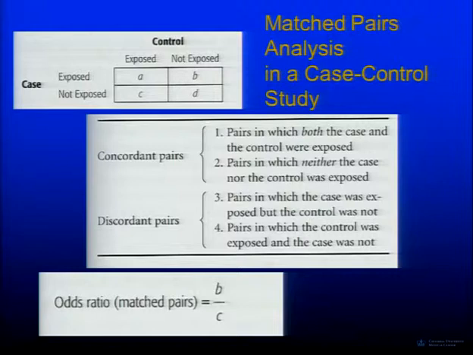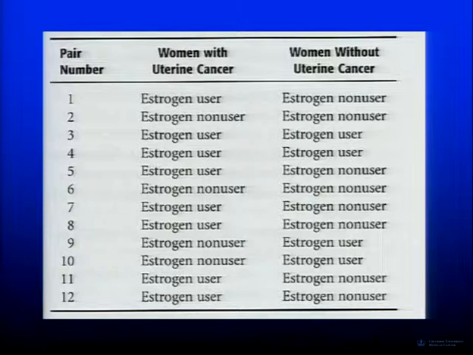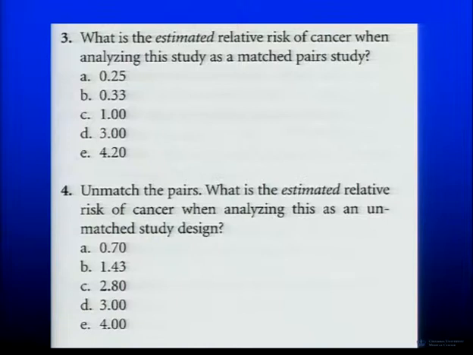Now I'm going to go through an example, and hopefully it will be a little bit more clear. This is an example of 12 pairs. You have a pair of a person with uterine cancer, a case, and a control without uterine cancer, and you asked about whether or not they used estrogen in the past. So you ask about this, and in this case, one, you have an estrogen user case and an estrogen non-user control. Remember this, and we're going to go to here.